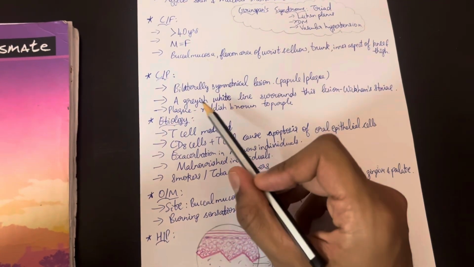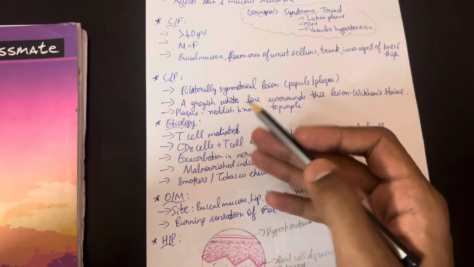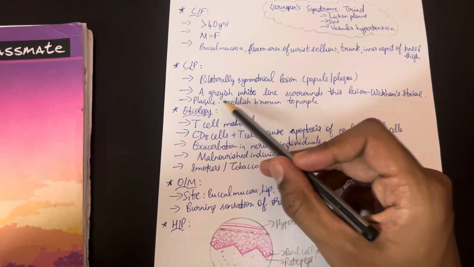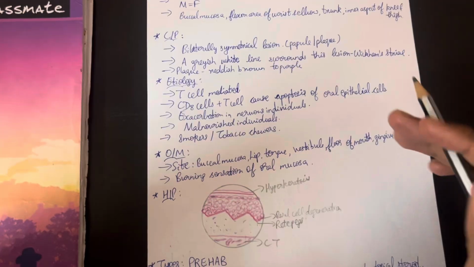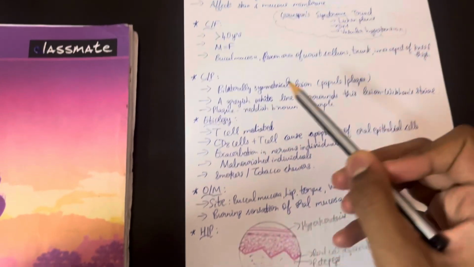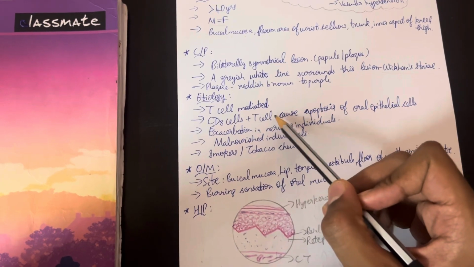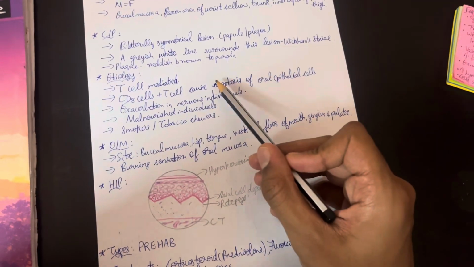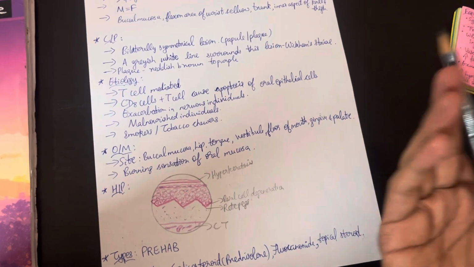And then what is plaque? Plaque means it is reddish brown to purple. It ranges between brown to purple color, and it will be associated with these papules and also the Wickham's striae. Now coming to the etiology, as we saw in the definition, it is immune mediated. So T cells are involved. It is T cell mediated, and the CD8 T cells will cause apoptosis of oral epithelial cells. Apoptosis is programmed cell death, so they will cause cell death of the oral epithelial cells.